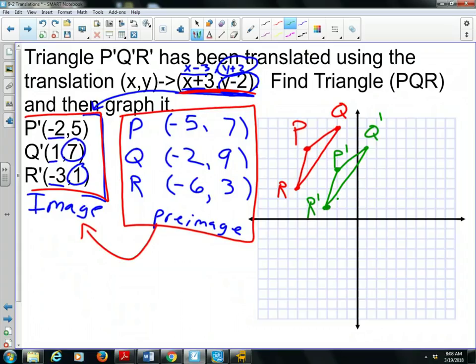All right. So does it look like from my pre-image to my image, I went right 3, down 2? To go from Q to Q prime, did I go right 3, down 2? Yes, I did. From P to P prime, did I go right 3, down 2? Yes. From R to R prime, did I go right 3, down 2? Yes, I did. But this time I was given the image, and I had to find the pre-image. So to go to the pre-image, I had to do the opposite of what was written here. Hopefully that makes sense. Let's do one more.